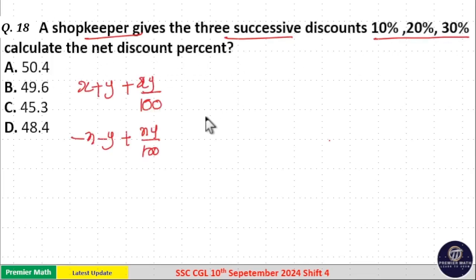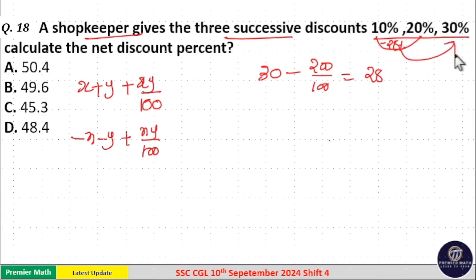Here use the successive discount formula. That is, first use 10 and 20. So 10 plus 20 is 30. 30 minus 10 into 20 is 200 divided by 100. So this will become 30 minus 2, 28. So 10 and 20 net discount is 28%.